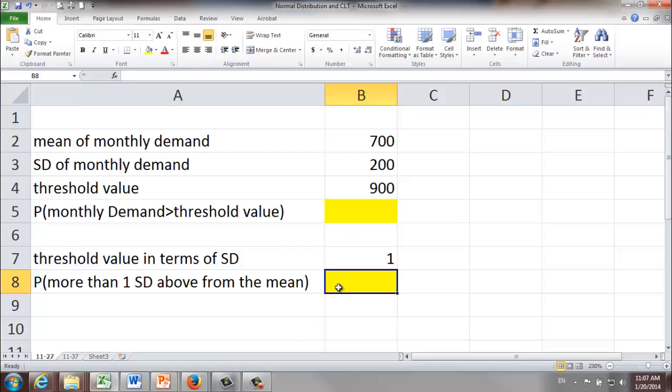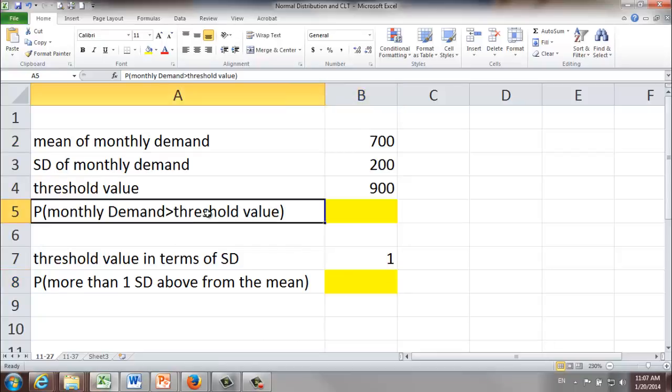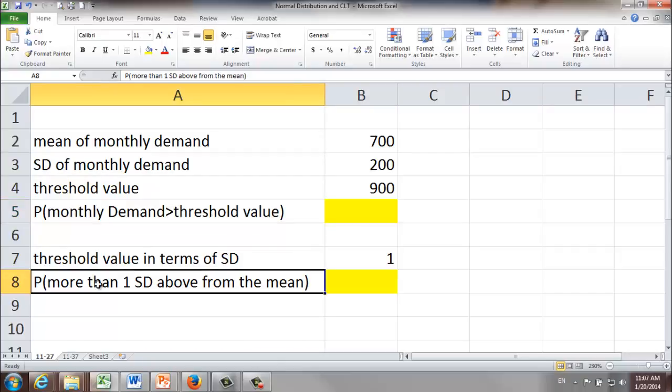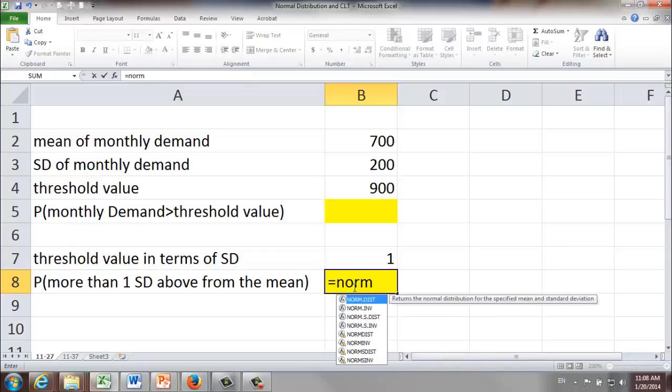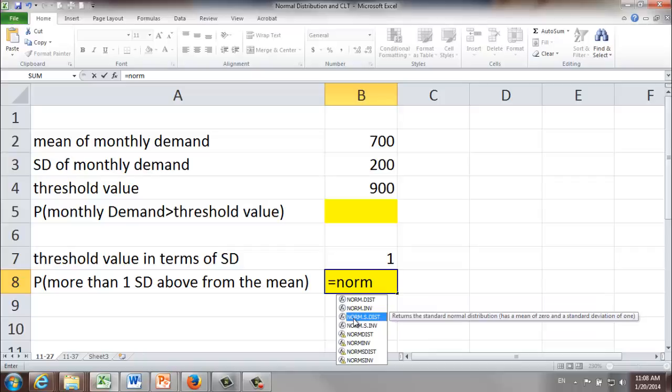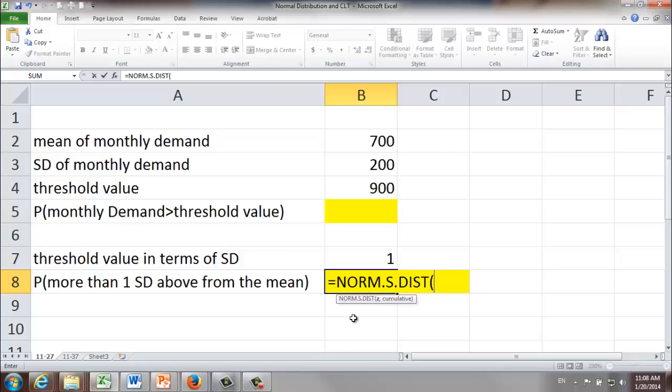The question is the probability that monthly demand is greater than the threshold value. It is the same as the probability that we are more than 1 standard deviation above the mean. To do that, we're going to use standard normal distribution. I'm going to type norm, and here you're going to see a list of normal distributions. The one we're going to use is norm.s.dist.